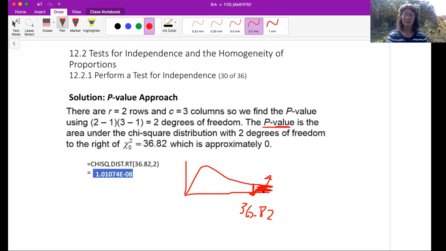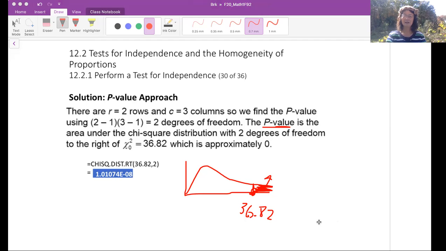So how do I find this area? Once you have this point, you go to Excel. I actually strongly suggest using Excel because sometimes the table is not accessible. So equal CHISQ, because we want to find the p-value, dot DIST dot RT. X is 36.82. Degree of freedom is 2. So that's how you find the p-value using Excel.